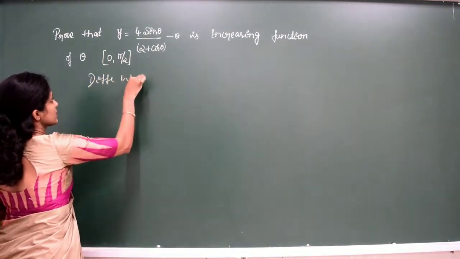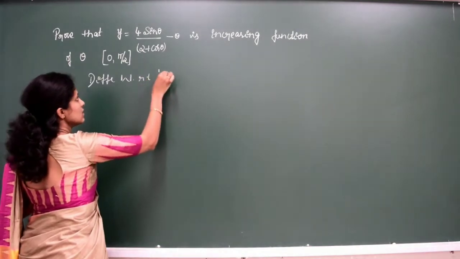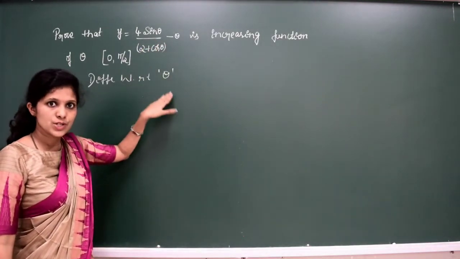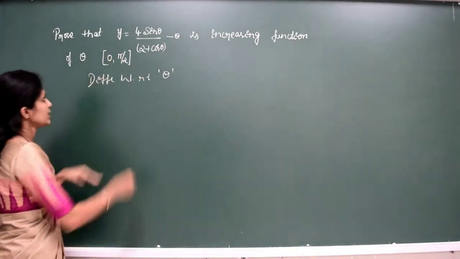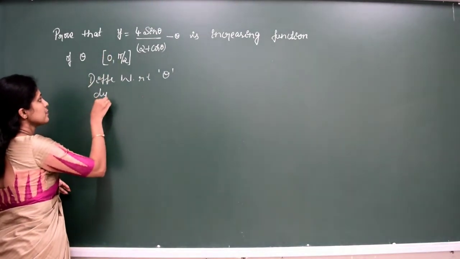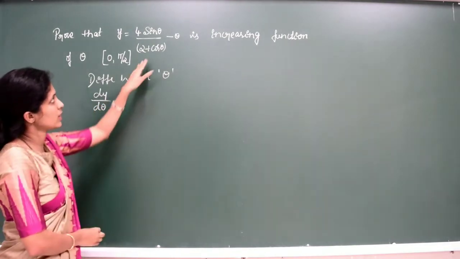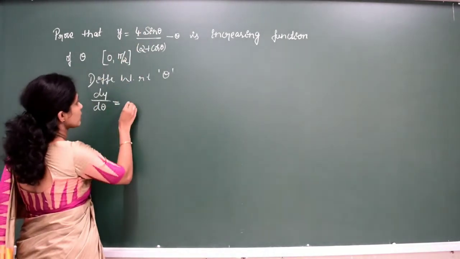Differentiate with respect to theta. Because this function is in the form of theta, we have to differentiate with respect to theta. Derivative of y with respect to theta will be dy by d theta. So this is equal to, now it's of the form quotient, right? We have to apply the quotient rule.